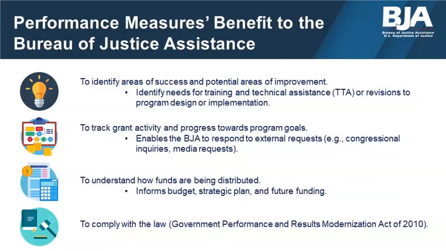Performance management helps BJA and its grantees understand their progress toward key goals and objectives. We use performance measures to 1, identify successes and opportunities for improvement, 2, track grant activity and progress to inform decision-making, 3, understand funding decisions and their impact on our strategic plan, and 4, because it's required to comply with the Government Performance and Results Modernization Act.